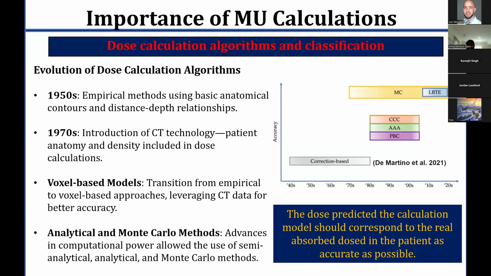Now, the gold standard are Monte Carlo algorithms, and what we need to keep in mind is that essentially MC methods simulate the interactions of individual particles through the patient's anatomy, often using stochastic methods, which essentially means using random sampling to calculate the various particle interactions within the patient.